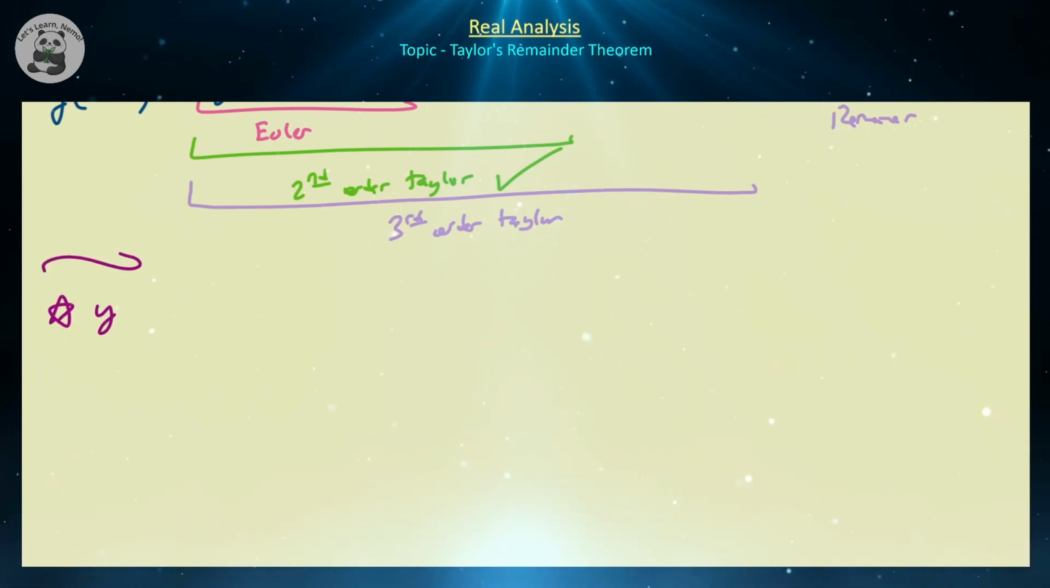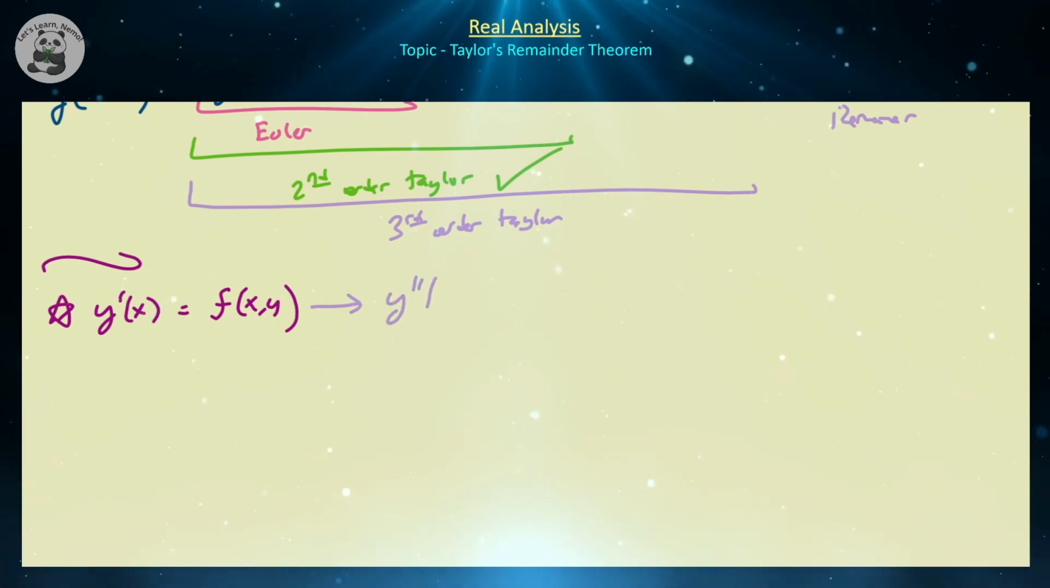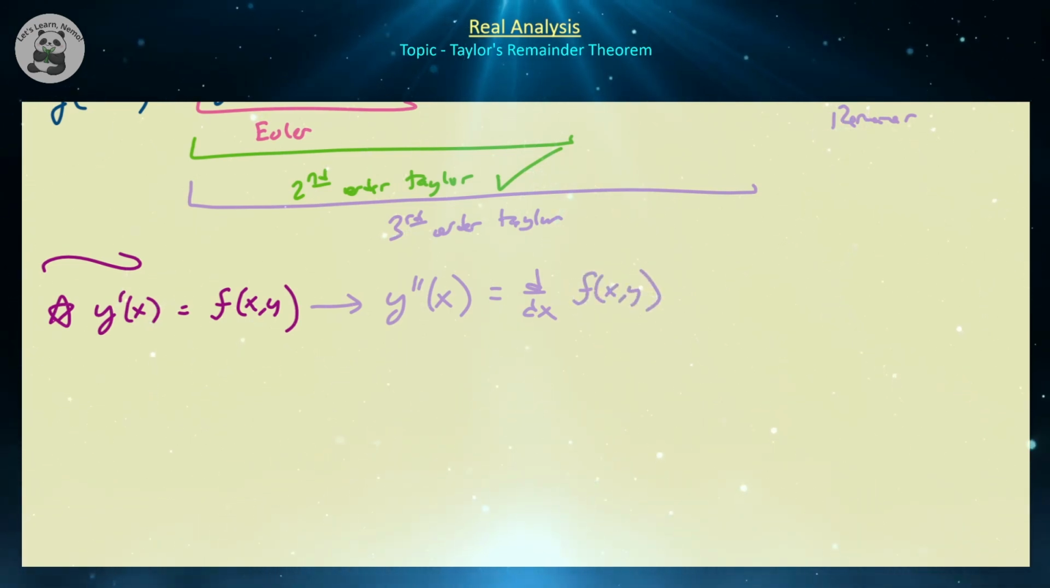So keep in mind, our first order differential equation is going to be represented in the form f of x, y. So if we want to find y double prime of x, that's going to be equal to the derivative with respect to x of f of x, y, which is going to have both x in it and the unknown function y in it, right? But we don't know what y is, so we can't state explicitly what y prime even would be.